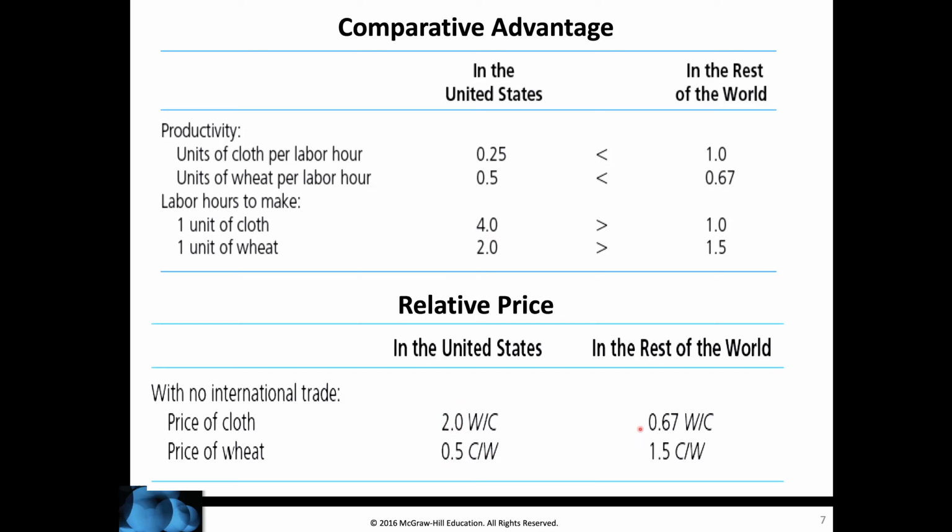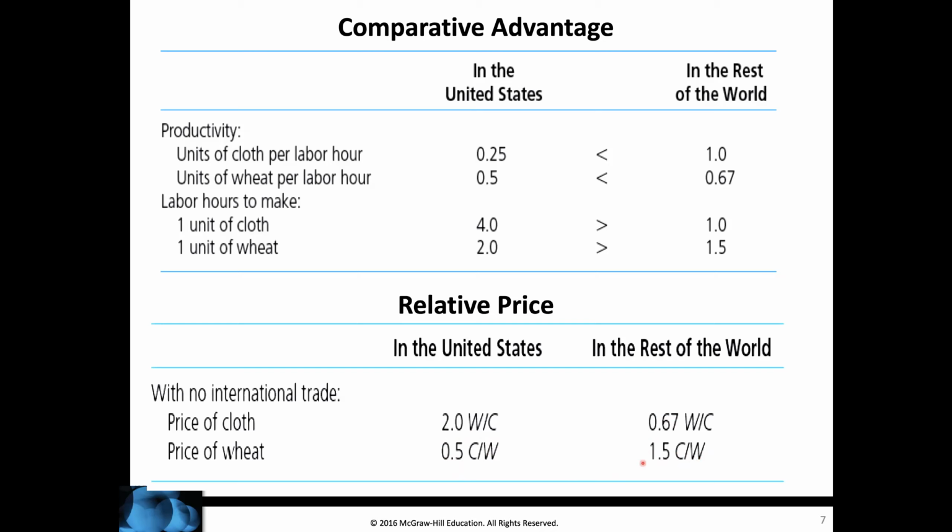Now let's look at the rest of the world. It's 0.7 wheat per cloth. So you can see they've got an advantage there, but it's 1.5 cloth per wheat. So you can see here, there is a comparative advantage for the US in the production of wheat. It only takes the US half a unit of cloth to produce the wheat, whereas it takes the rest of the world 1.5 units of cloth to produce wheat.